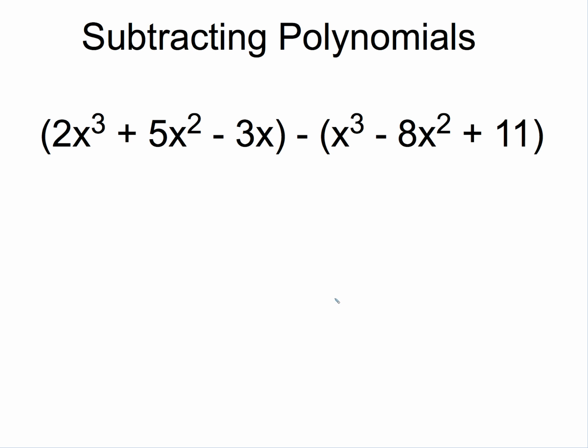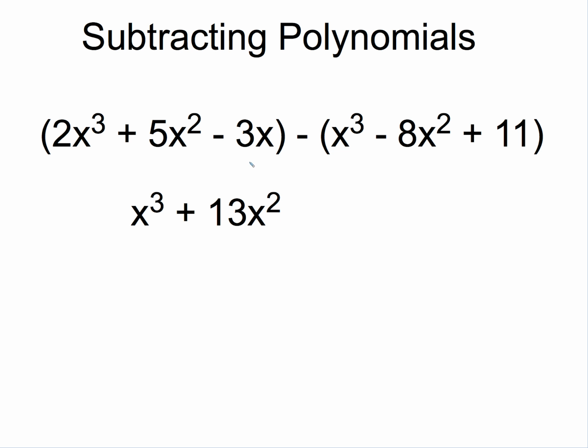Again, you have to match up the ones that match, but we have to keep in mind here that we are subtracting. So first I see an x cubed and an x cubed. So we have 2x cubed minus x cubed, which would leave us with 1x cubed, and you don't need to put the 1. Then I see we have a positive 5x squared with a negative 8x squared, and since we're subtracting, this would really be a positive 5 minus a negative 8, which would be a positive 13, and then I can't forget to put the x squared with it.